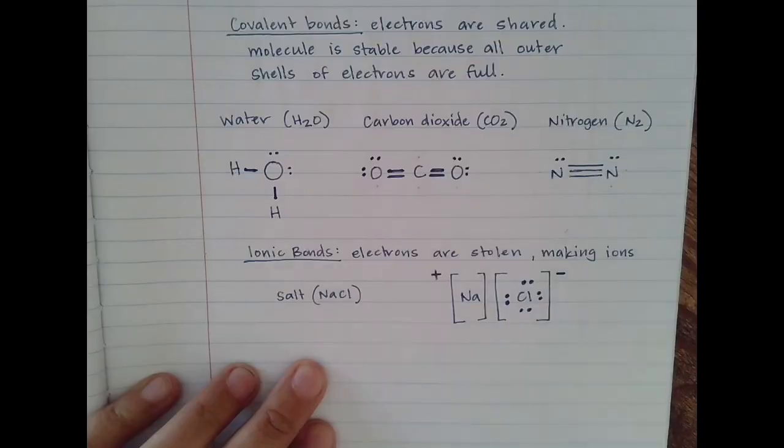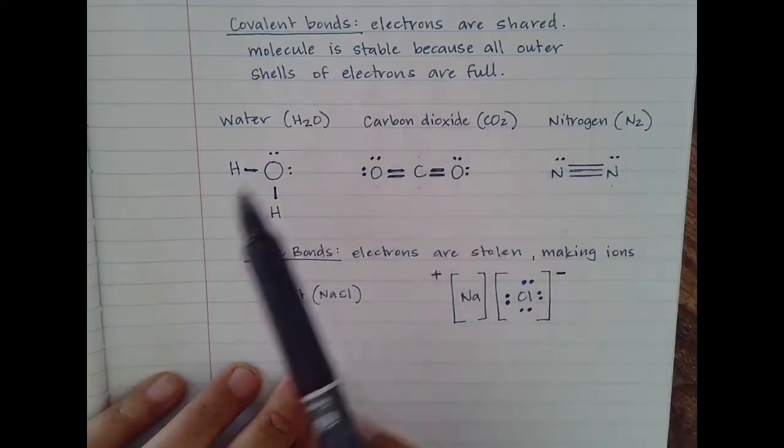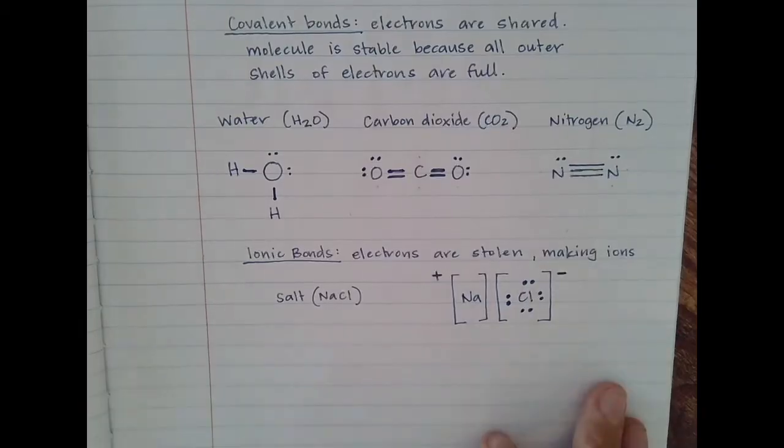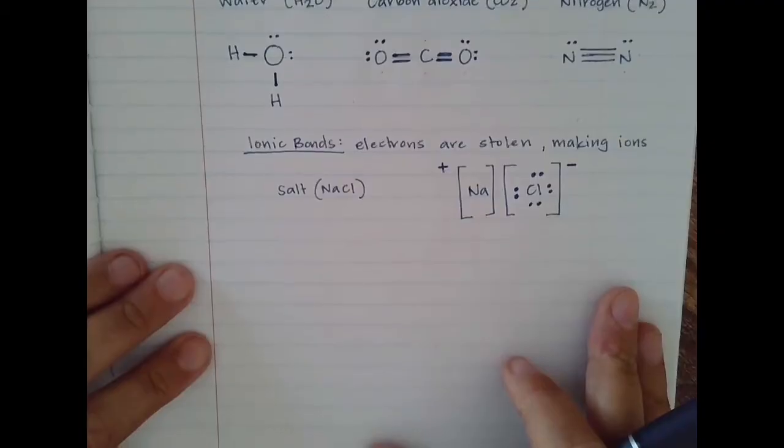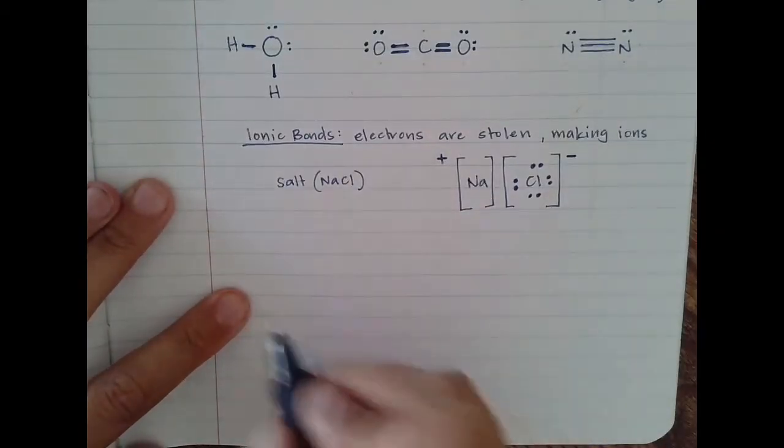In biology, we don't use a lot of ionic bonds, so we're not going to talk about those very much. We're going to really focus on these covalent bonds where those electrons are being shared. Okay, the last thing that we're going to do is we're going to write down some facts about energy.